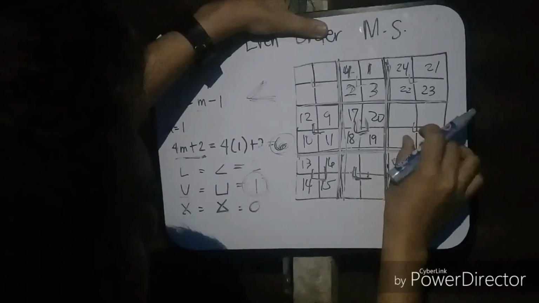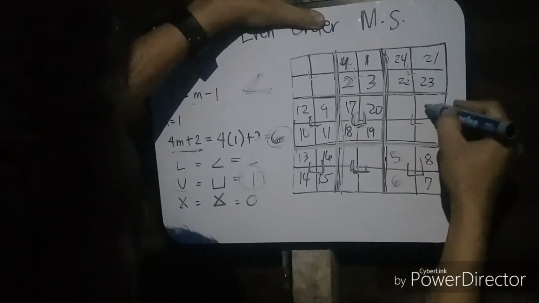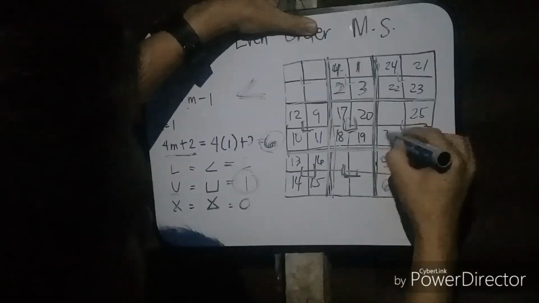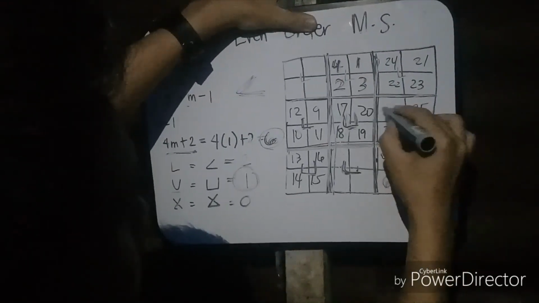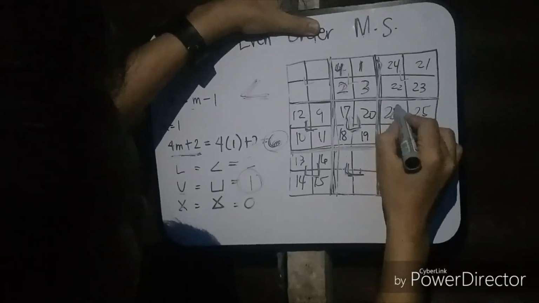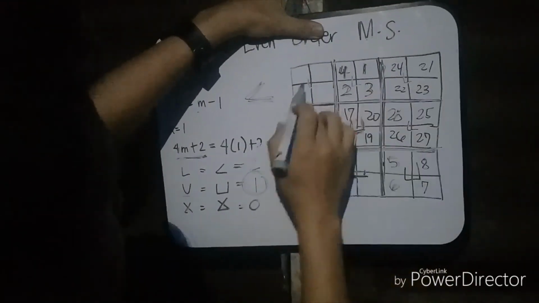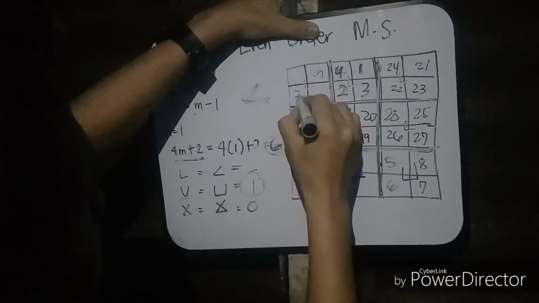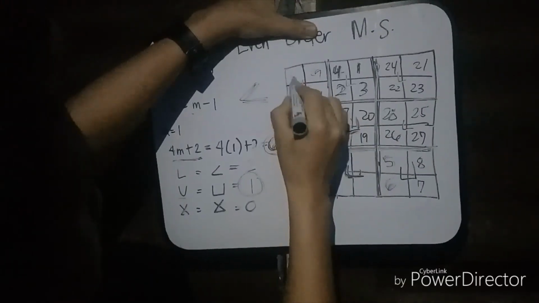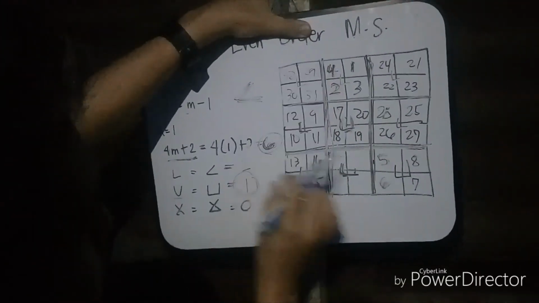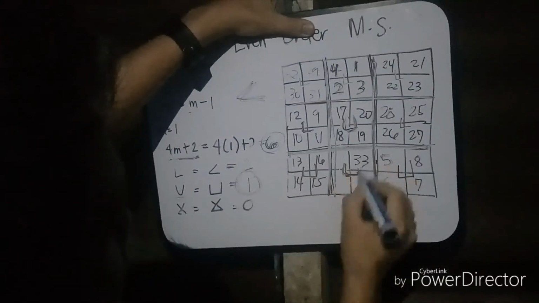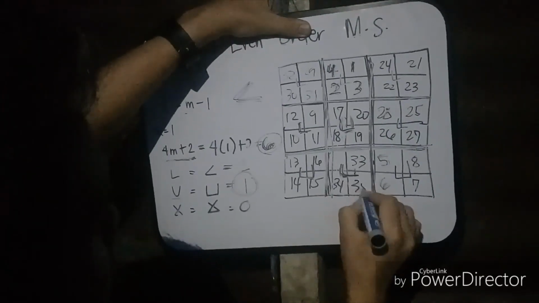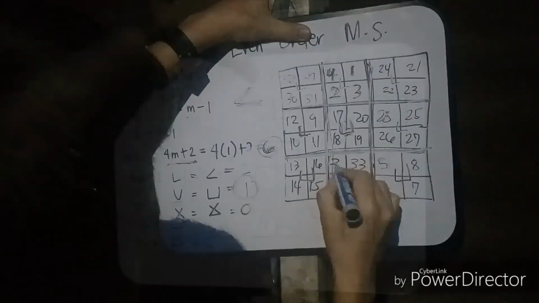Up, right, so here let's fill in this cell. So 25, 26, 27, and 28. Up, right, so here. So 29, 30, 31, 32. Up and right. 33, 34, 35, and 36.